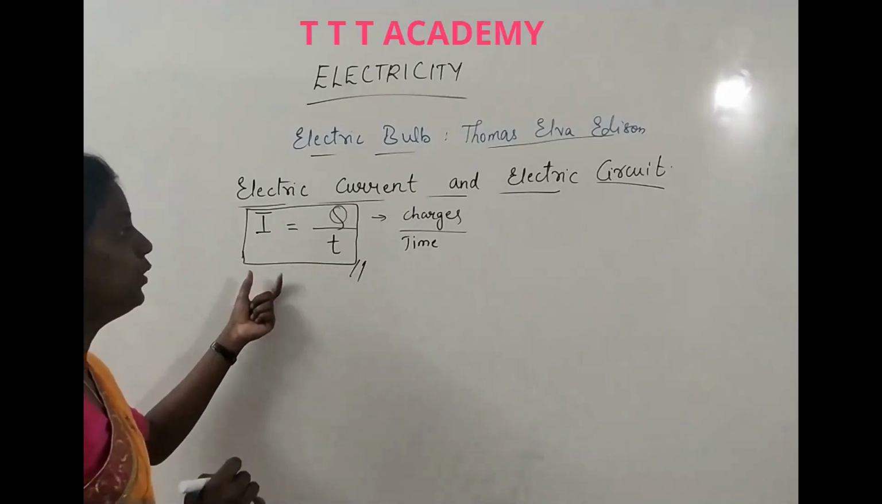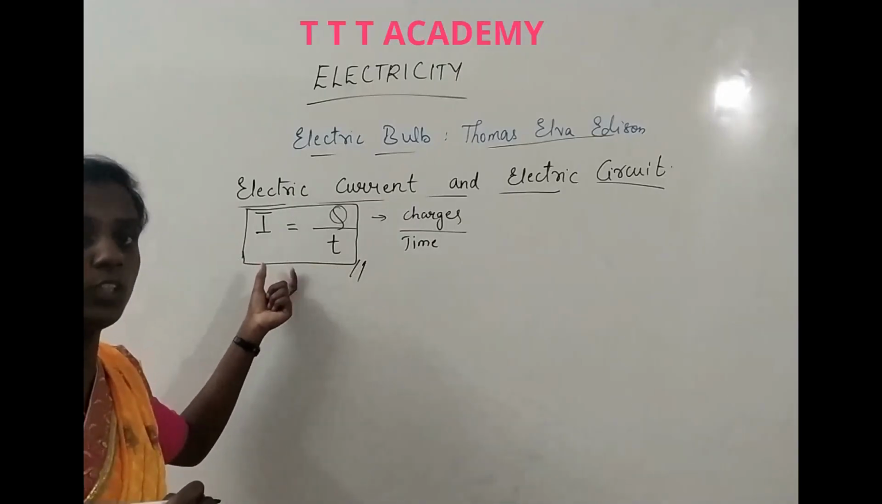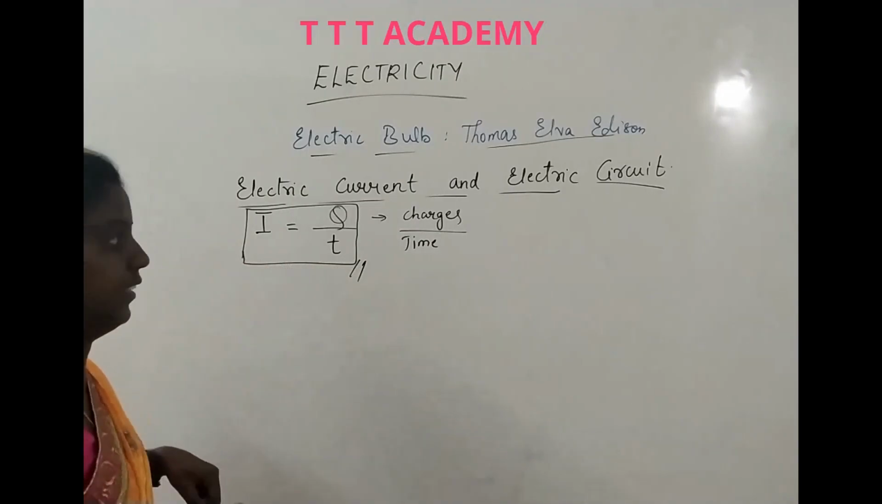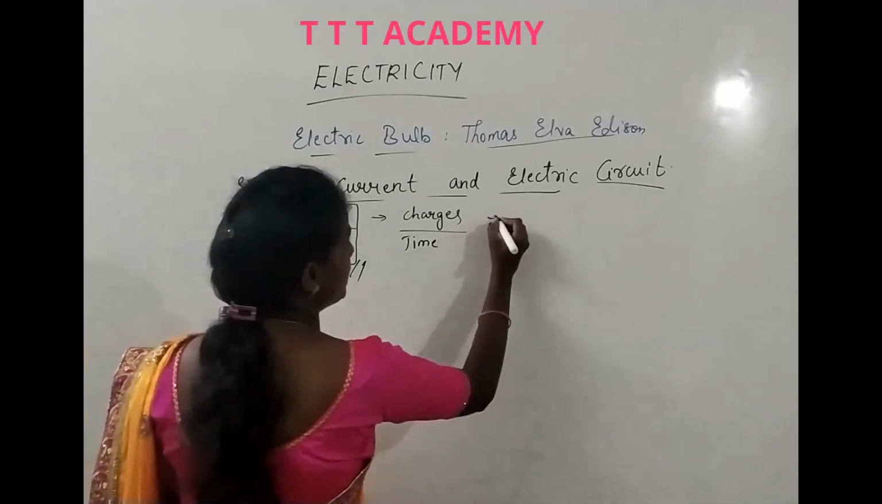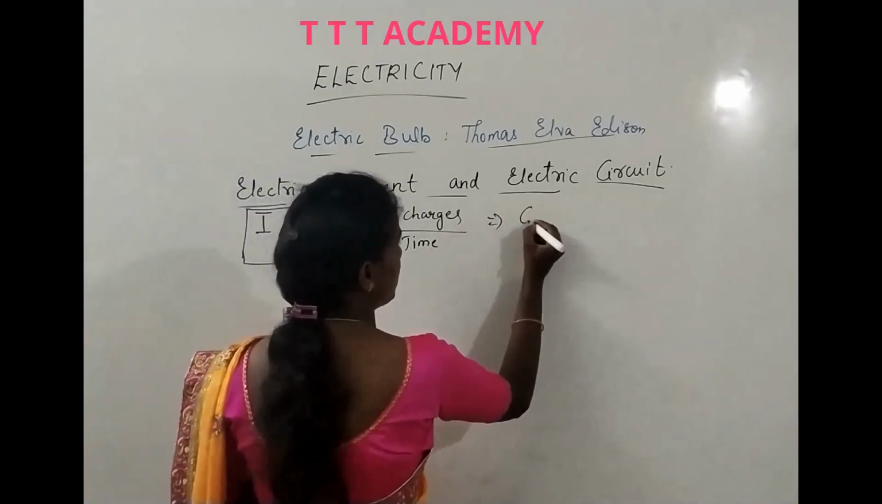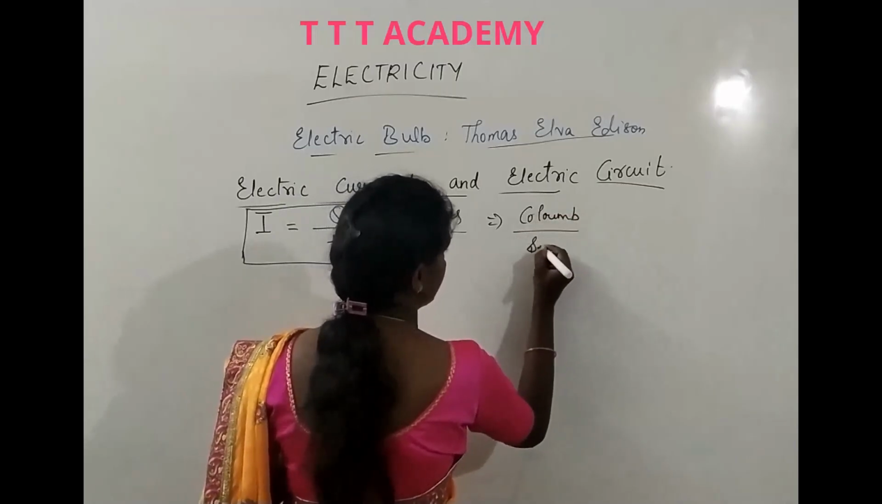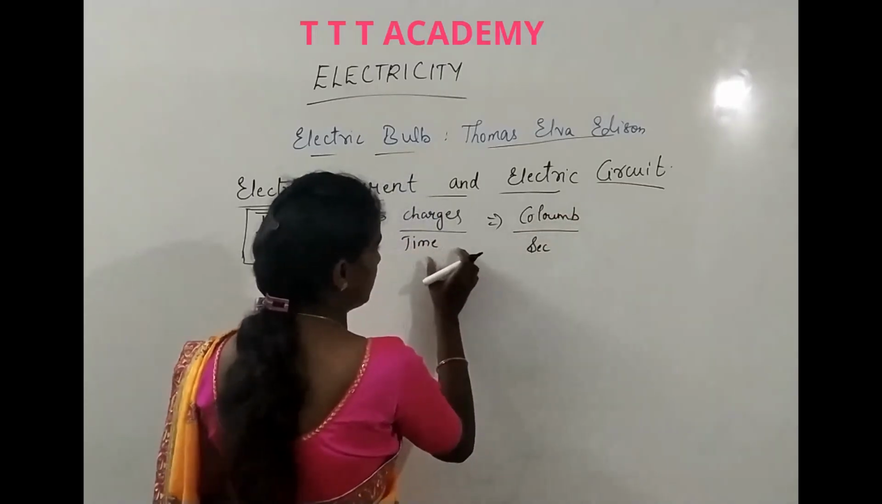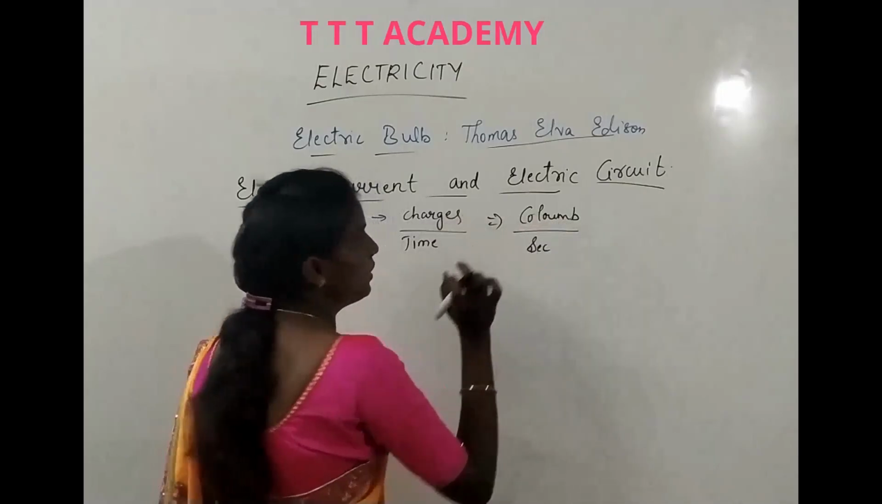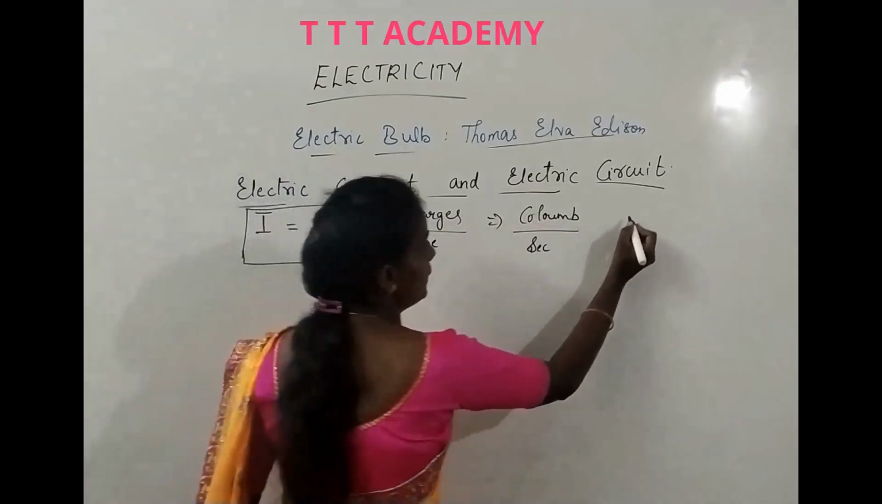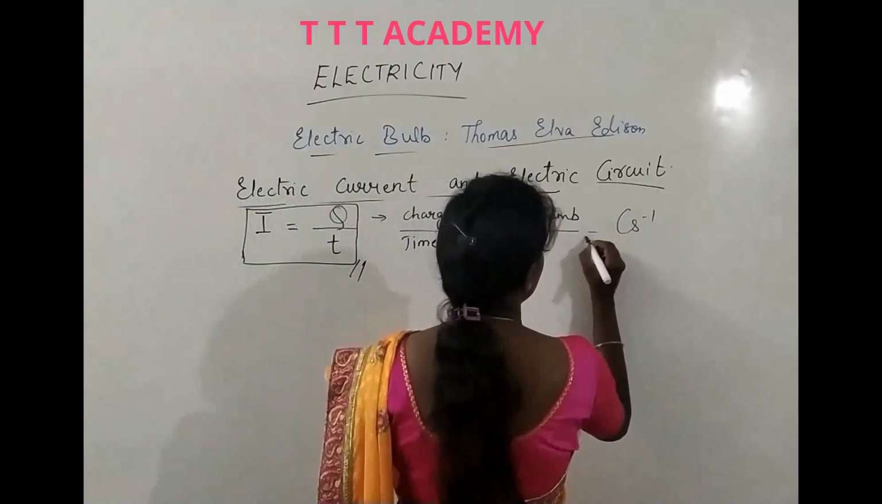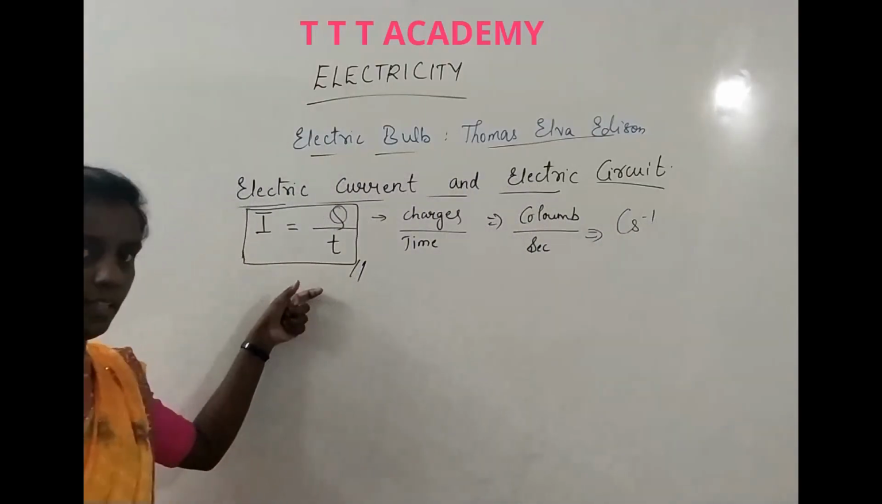Now we have to know what is the unit of electric current. How do you measure the charges, children? We measure charges in coulomb, and time in second, which is the SI unit of time. So coulomb per second is the unit of electric current.